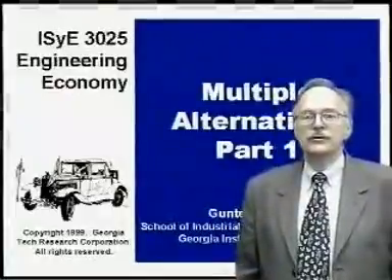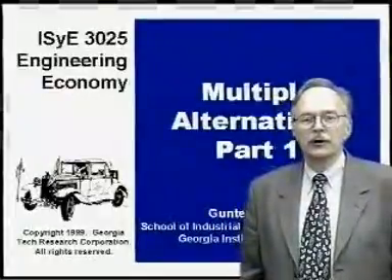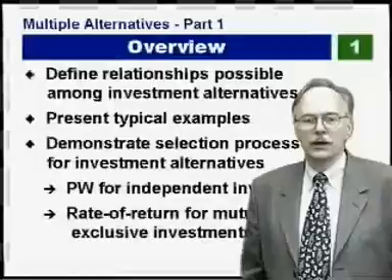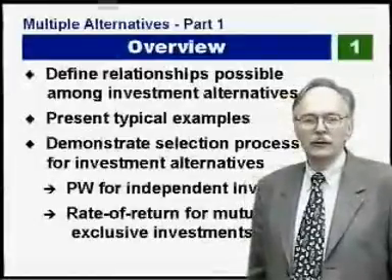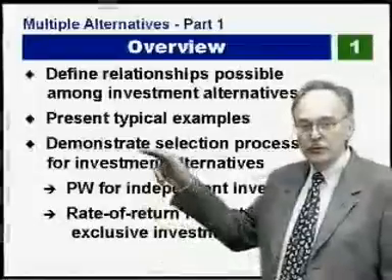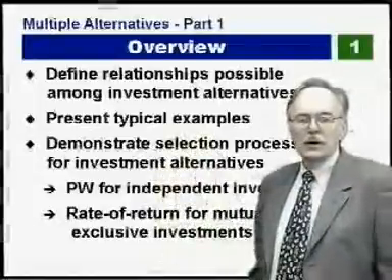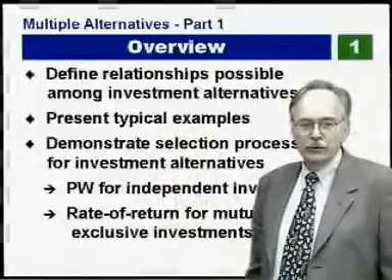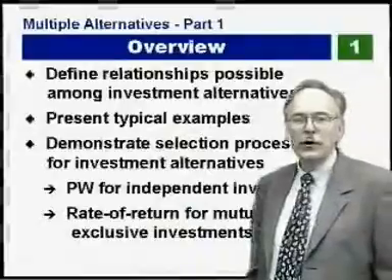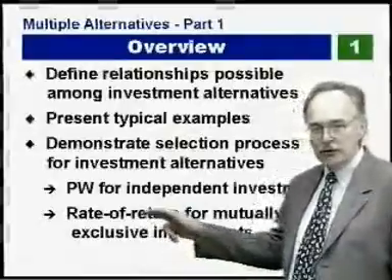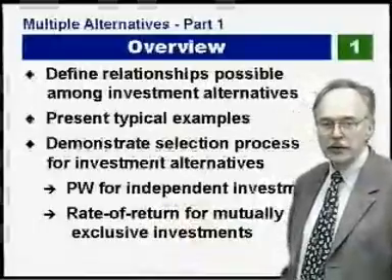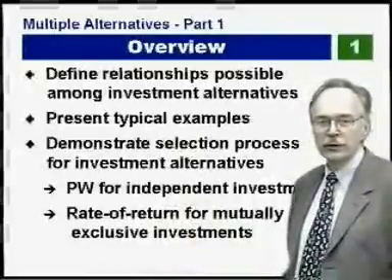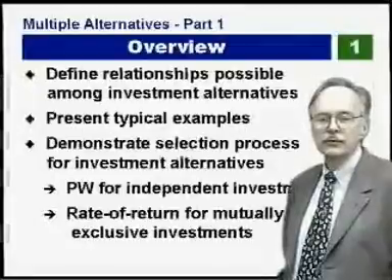Hello, this is the first of the series of lectures dealing with multiple alternatives. In this lecture, we will define some relationships that are possible among alternatives, and we'll do this with some typical examples. Then we will demonstrate with two numerical examples the selection process. In the first numerical example, we'll apply present worth for independent alternatives, and in the second one, rate of return for mutually exclusive investments.